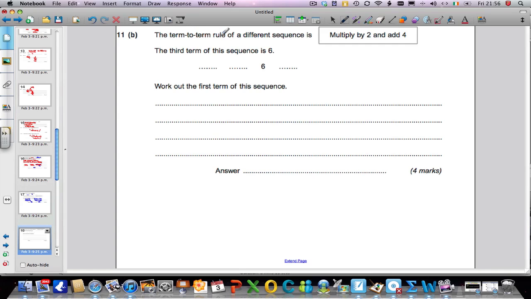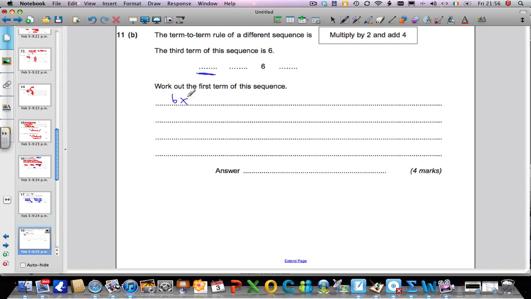It gives us the term-to-term rule of a different sequence, which is multiply by 2 and then add 4, and it gives us one of the terms in this sequence. So it tells us this term is 6. It asks us to work out the first term of the sequence. Slightly tricky. Now before I do that, I just want to work out the next term of the sequence. We didn't need to, but I'm going to do it anyway.